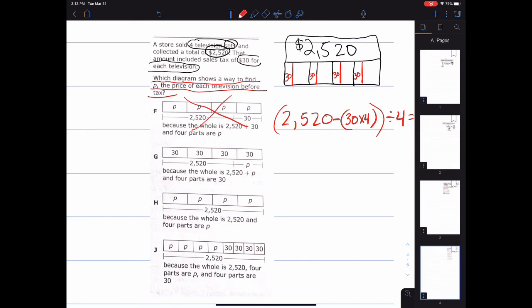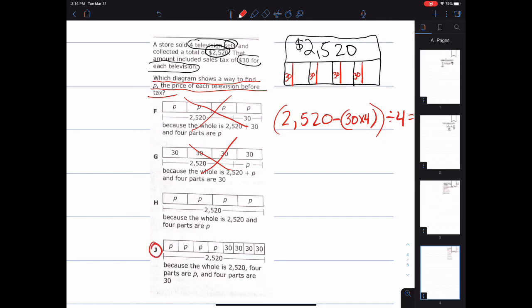I can also eliminate G. Now, H has 2,520 as my total, and J has 2,520 as my total. My strip diagram looks a little bit different than the 2 that are left. But I noticed that J has 4 sections for the 4 TVs, and then it has 4 sections for the 4 TVs and the tax on each one of the televisions. So the one that looks the most like my strip diagram is J. So I think my answer is J.